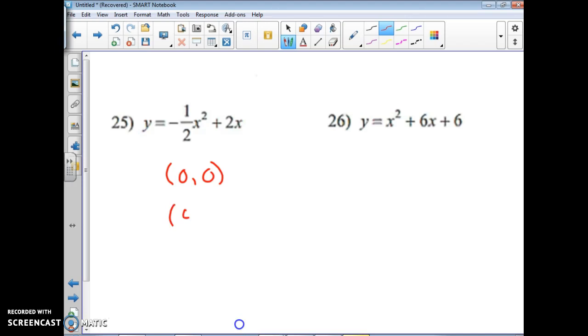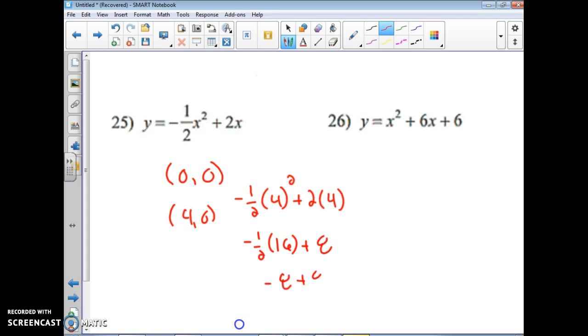Okay? 4, 0. So if I were to put 4, 0 into this equation, if I were to do negative 1/2 times 4 squared plus 2 times 4, I should get 0 for y. So if I do negative 1/2 of 16 plus 8, I get negative 8 plus 8, which is 0. So it checks out. And I can plug 0, 0 in, and that finds the same thing.